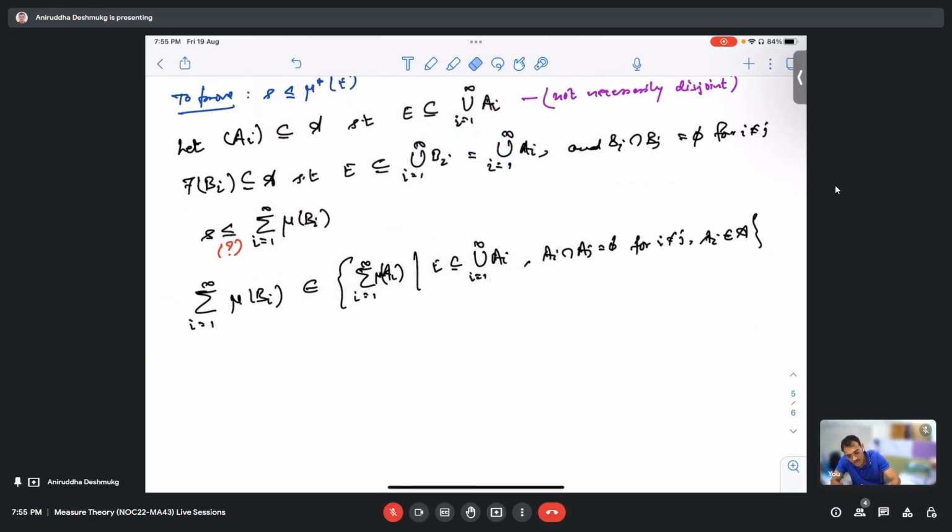So it is true then. S is less than. Right. Yes, sir, it is true. This is an element of this set. S is the infimum and therefore a lower bound. So this must be true. Yes, sir. Okay. But can we also say that summation mu B_i is further less than or equal to summation mu A_i? Can I say this?